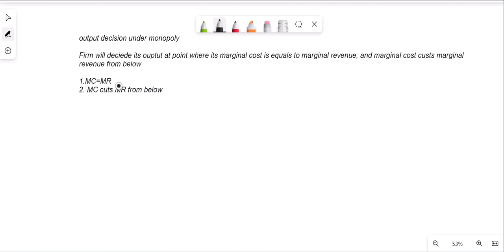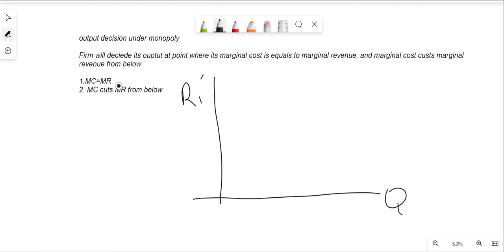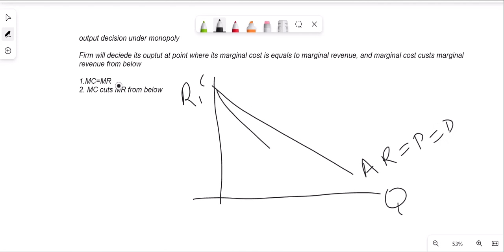So for that, first we will draw the average and marginal revenue curves. On the x axis we are taking quantity, on the y axis we are taking revenue and cost, and as we know, the slope of marginal revenue is greater than the slope of average revenue. So marginal revenue will be below the average revenue. So we have the average and marginal revenue curves.